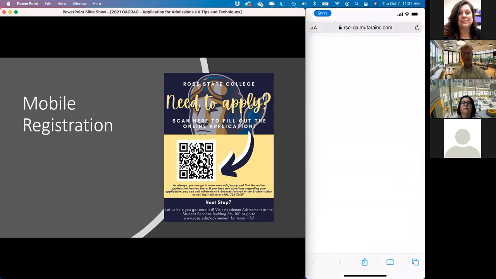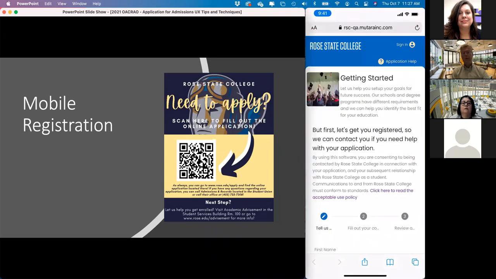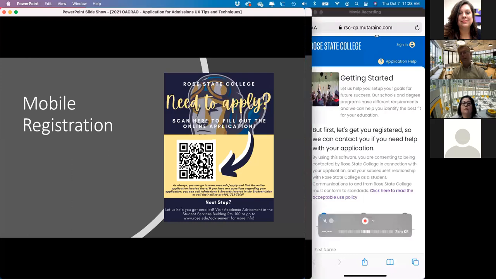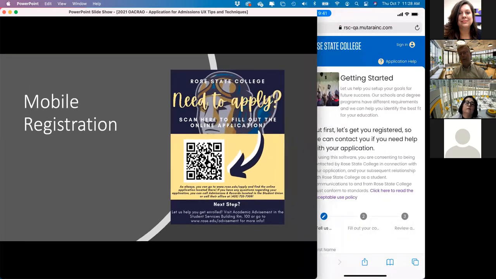on this. So one of the things, and I'm actually on site today at Rose State College, is that this flyer is posted all over the place here at the Student Union, which makes it really easy. If I'm a candidate, I can come in here, I can use the QR code, and at the click of a link, I'm applying.